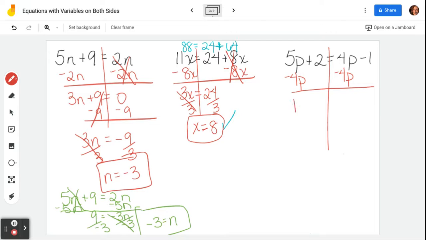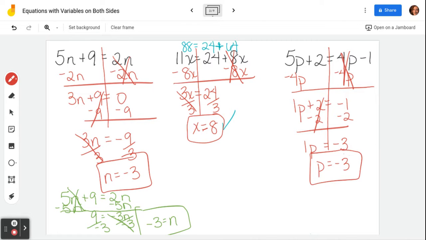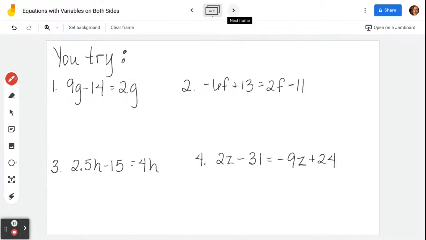So on the left, I have 1p plus 2 equals, that cancels out, and I get a negative 1. I need to get rid of the plus 2, so I'm going to subtract 2. And that gives me 1p equals negative 3. 1p is the same thing as p, so p equals negative 3. Okay. So I have 4 problems here that I would like for you to try. What I would encourage you to do is hit pause on the video, get your 4 answers, and then resume play and see if you match mine.